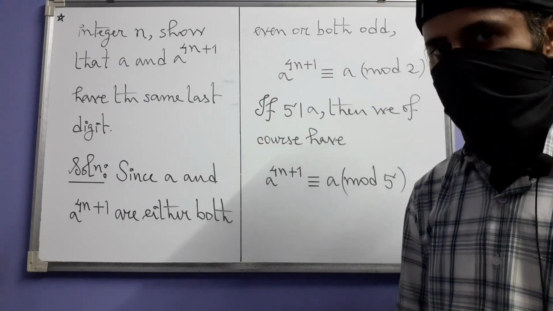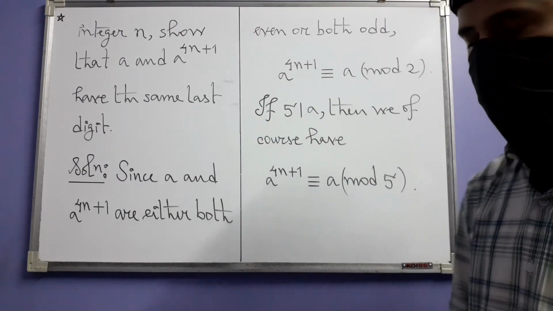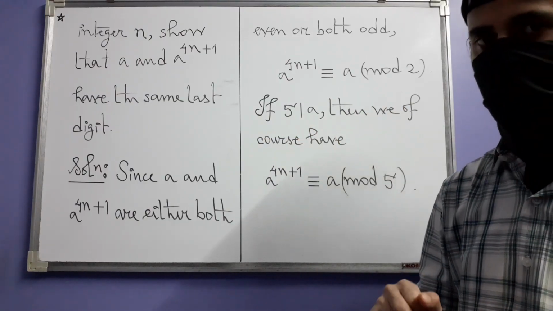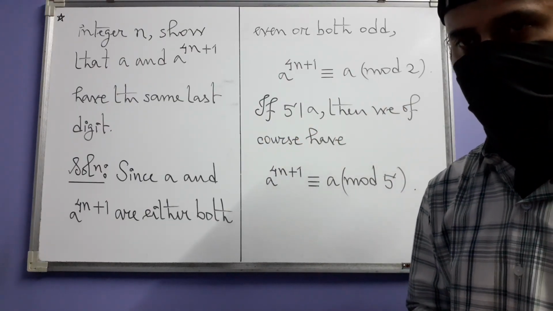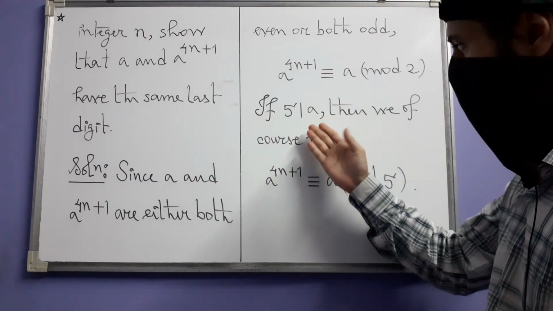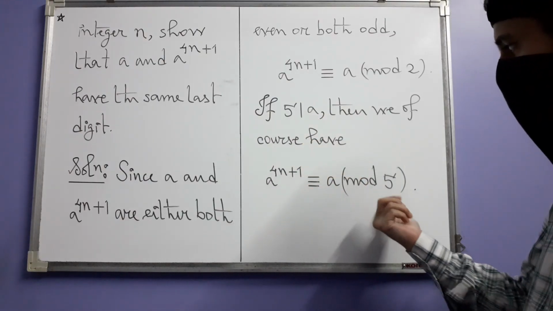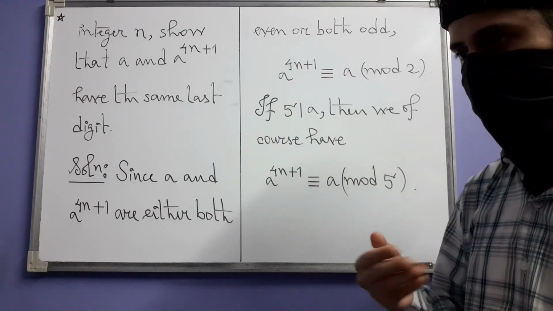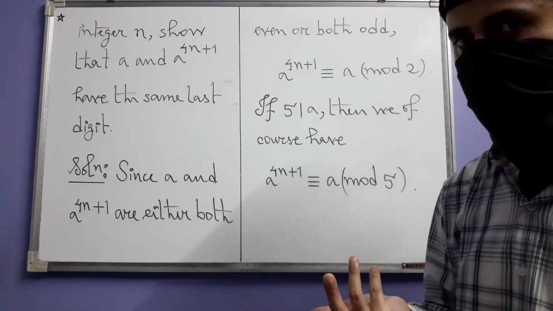And in the 5 case, there are two subcases. This is the first one, where 5 divides a. The other one is where 5 does not divide a. If 5 divides a, then of course this is congruent to a modulo 5, because both are divisible by 5, so their difference is also divisible by 5.